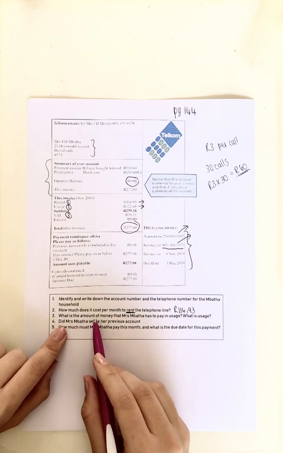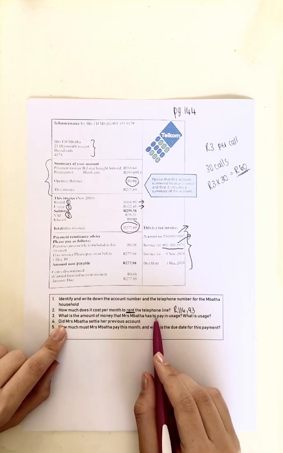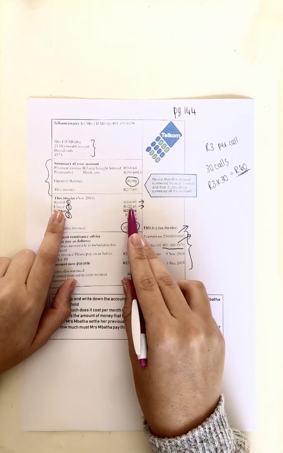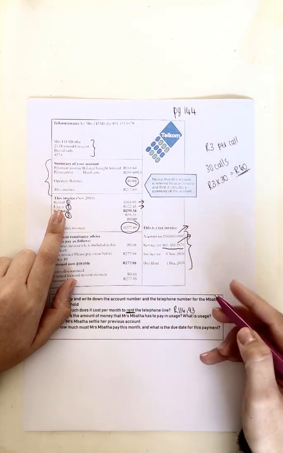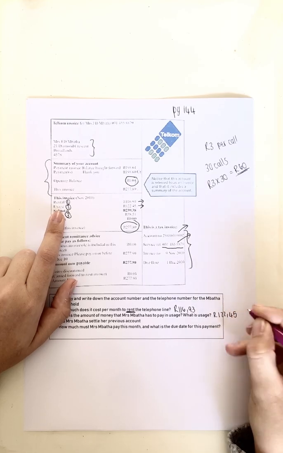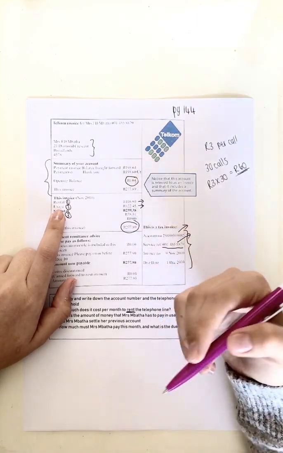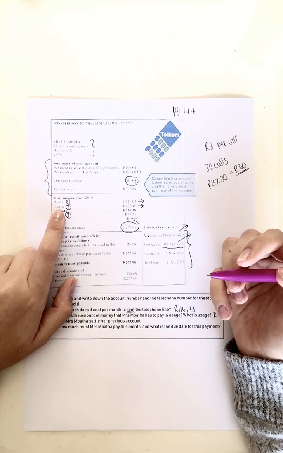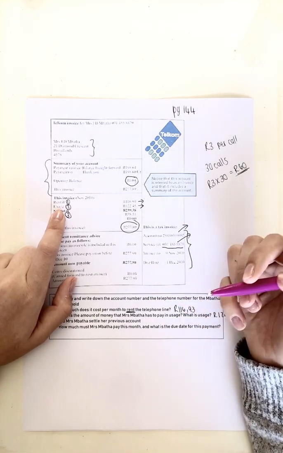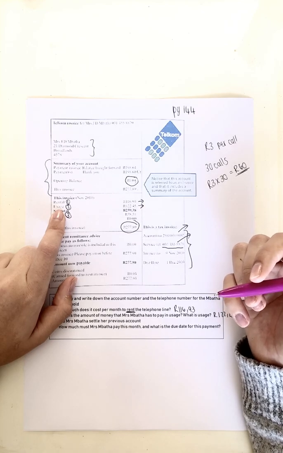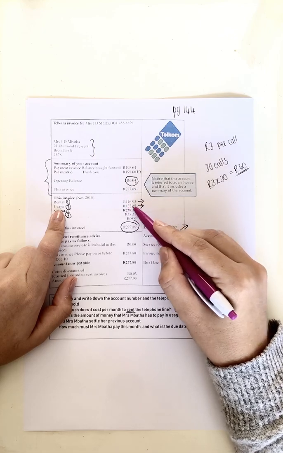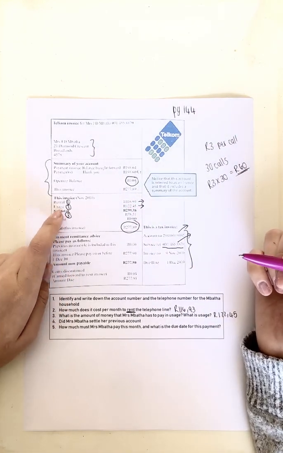Then it says, what is the amount of money that Mrs. Mabata has to pay in usage, and what is usage? So we go to usage, and we see she has to pay 122 Rand and 45 cents. With usage, you would say that that is the calls that she made. Usage is the cumulative total cost for all the calls made during that billing period, so the cost she has to pay for all the calls that she made.